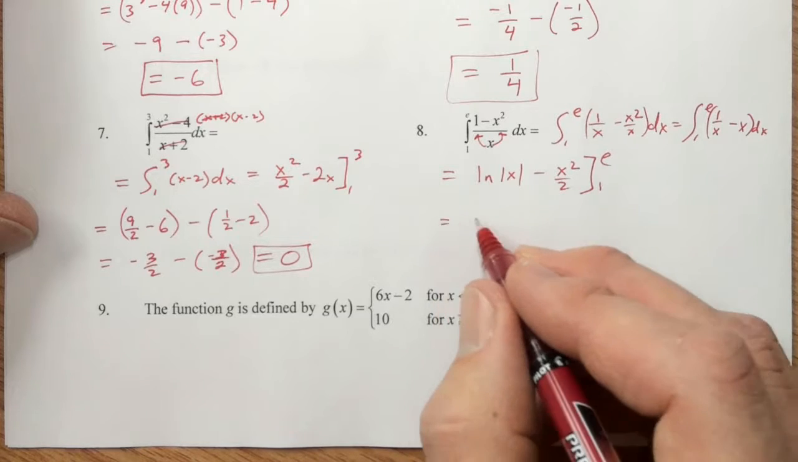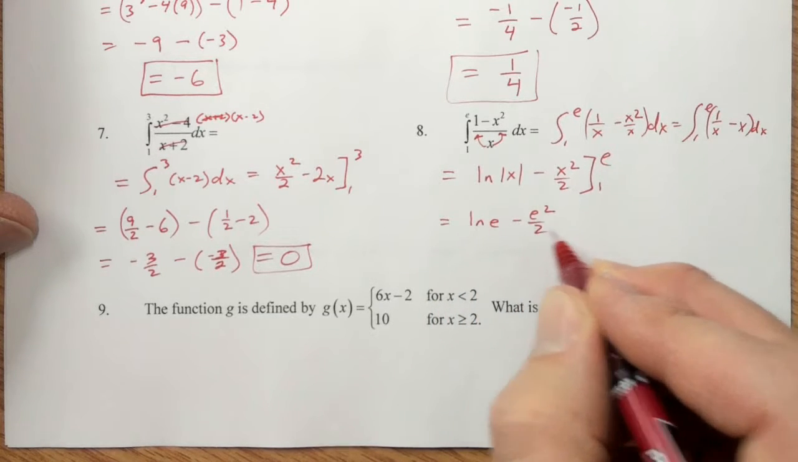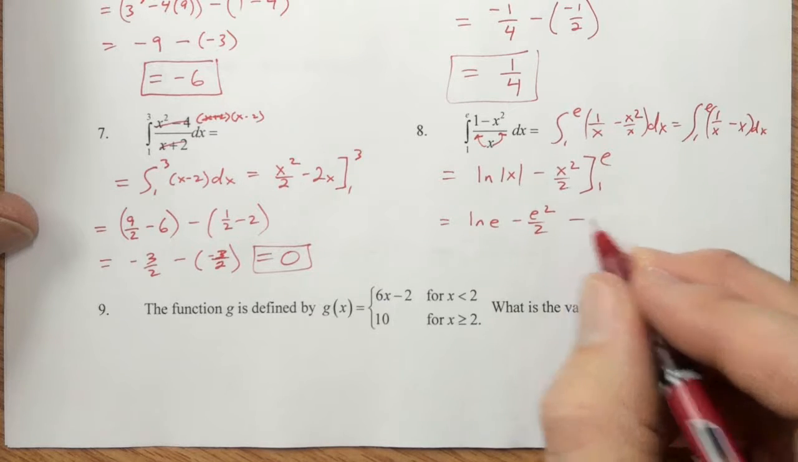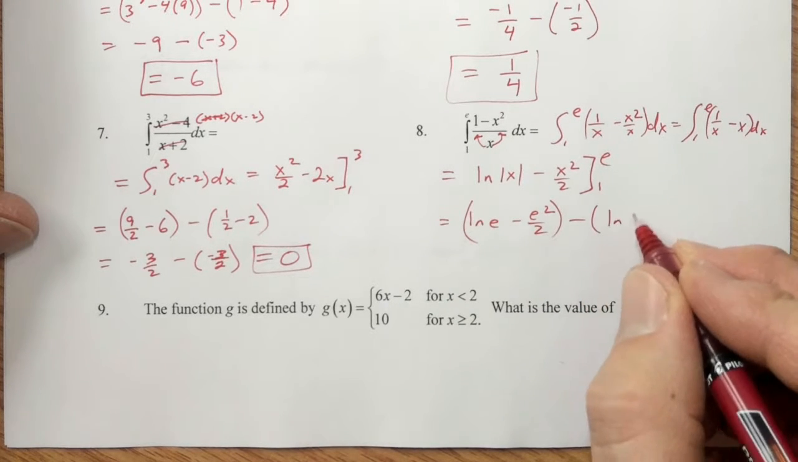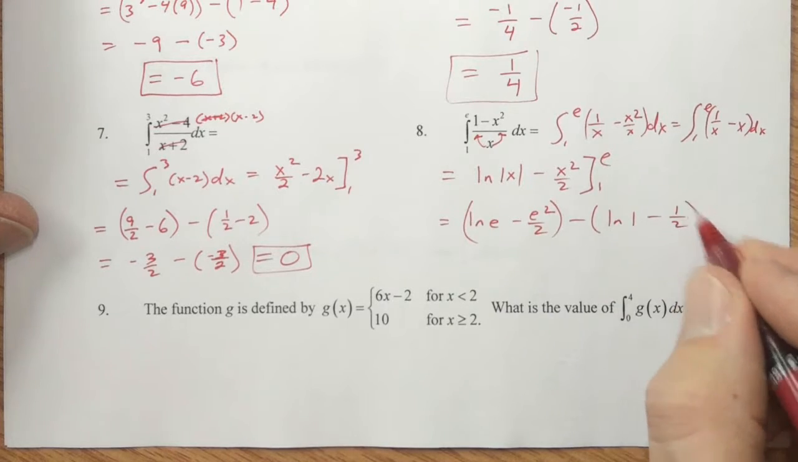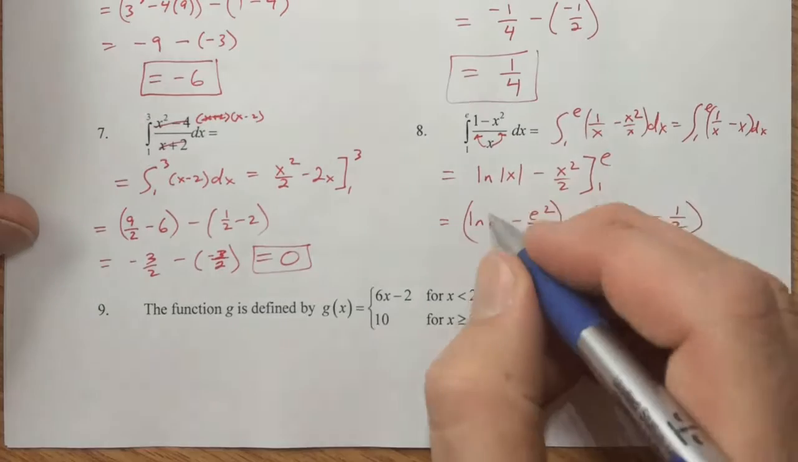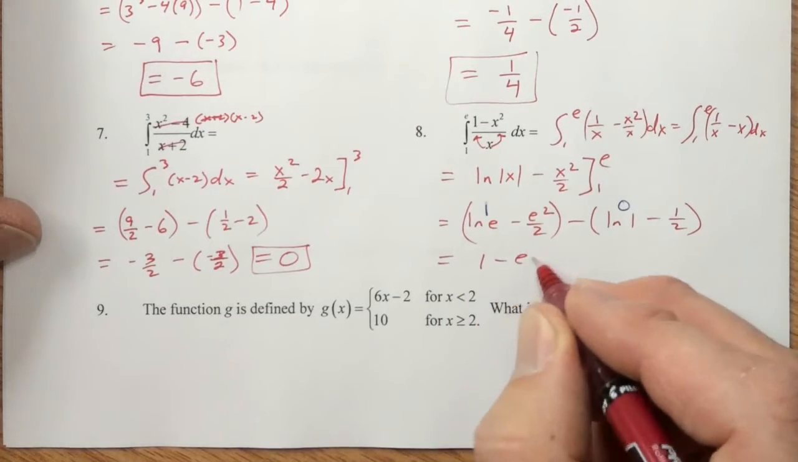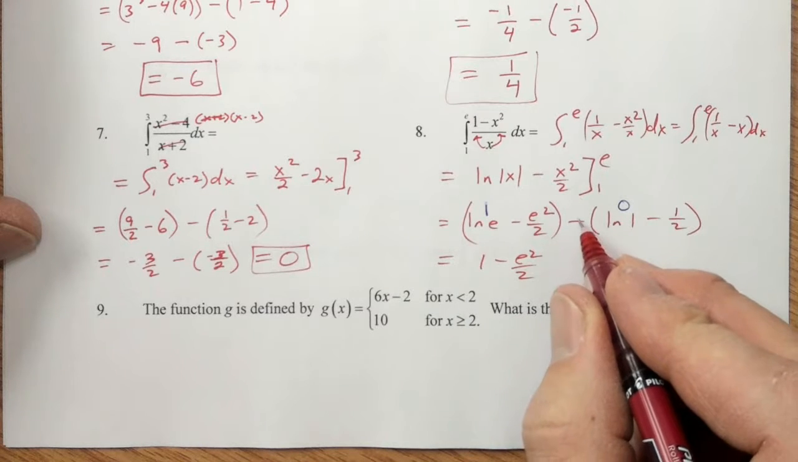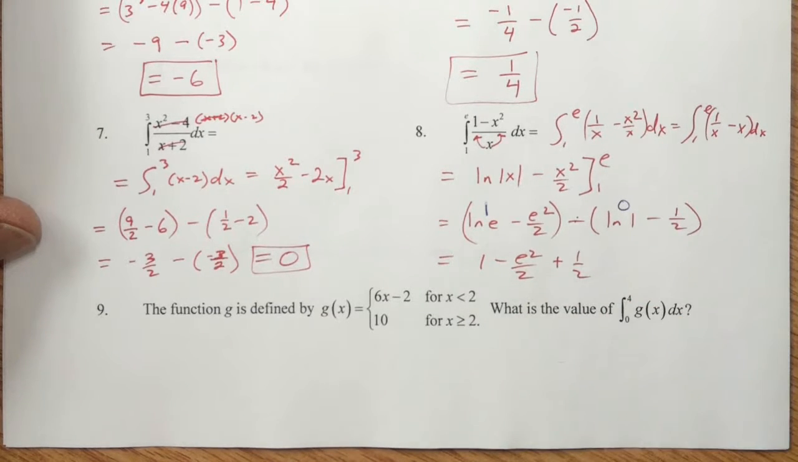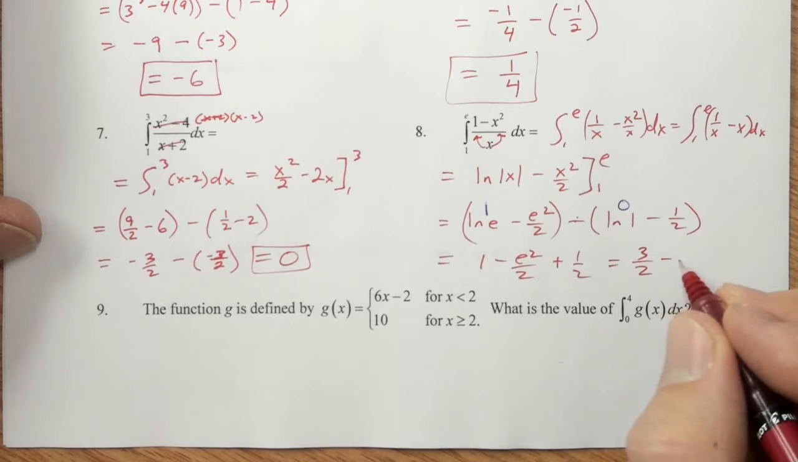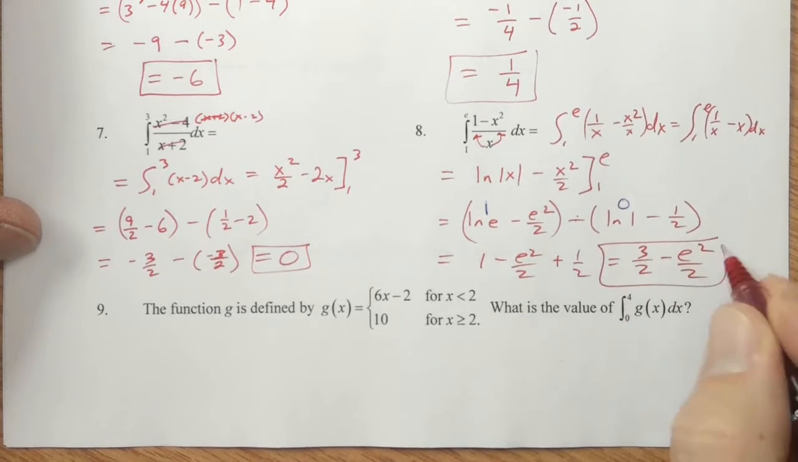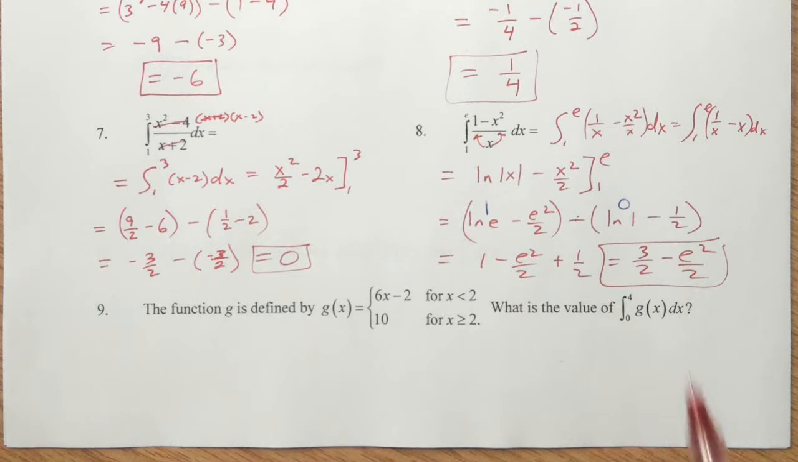When we plug in e, we have the natural log of e minus e squared over 2. When we plug in 1, there we go, we have the natural log of 1 minus 1 squared over 2. The natural log of e is 1. The natural log of 1 is 0. So we have 1 minus e squared over 2 plus, because minus a negative, so plus a half, or 1.5 minus e squared over 2. All right, now each of these problems you can actually check using your Math 9 command on the graphing calculator.